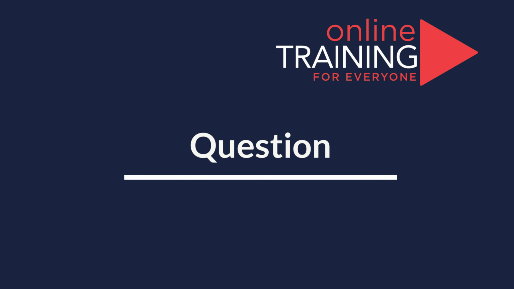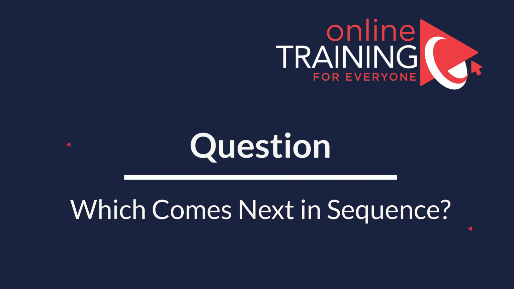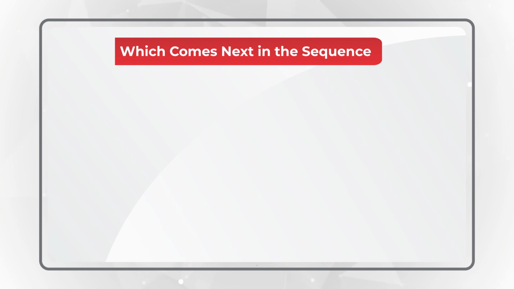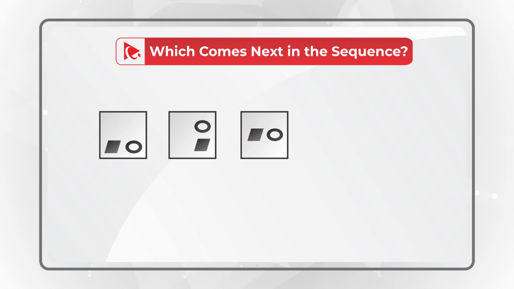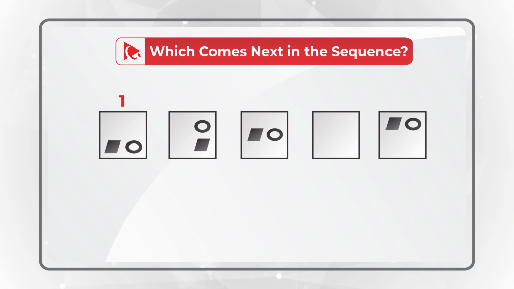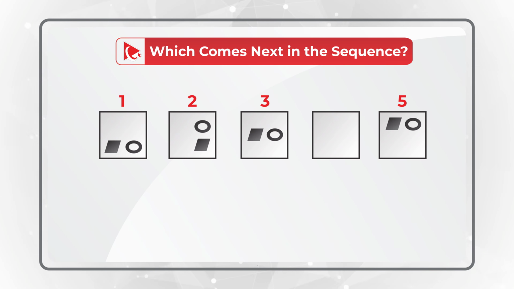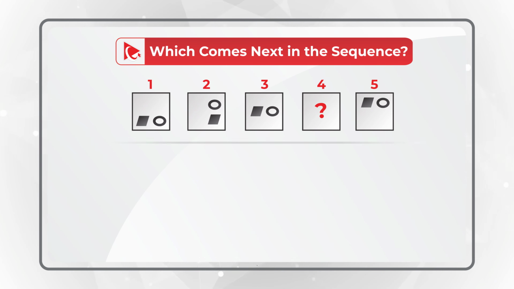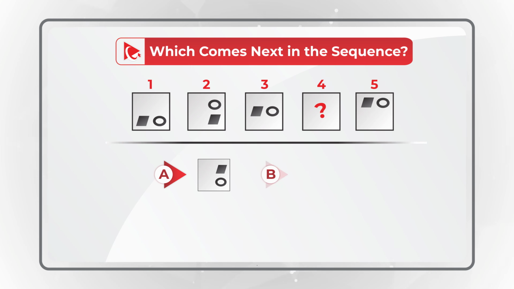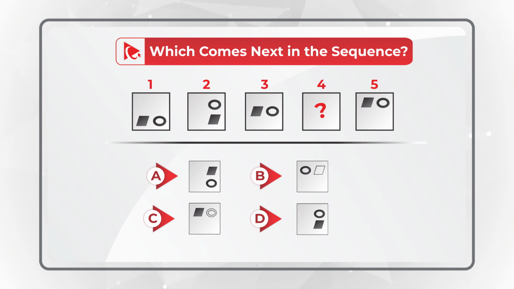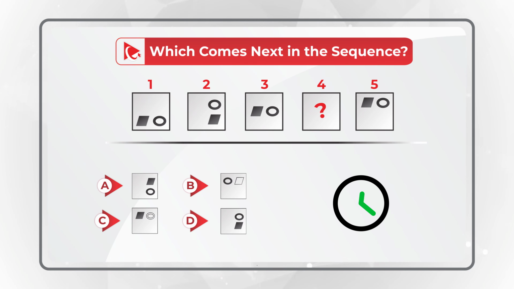I love this question because it really makes you think in order to get to the correct solution. You need to determine which shape comes next in the sequence, and you're presented with the series of 5 shapes. Squares 1, 2, 3, and 5 have other, smaller shapes inside, and you need to determine shape 4. You have 4 different choices to choose from. Choices A, B, C, and D. Give yourself a little bit of time, look closely to see if you can get to the correct answer.